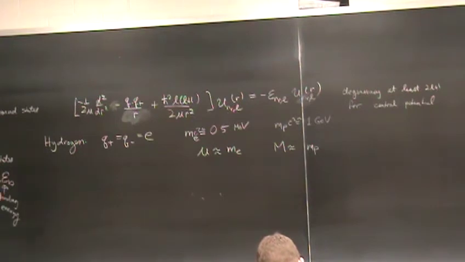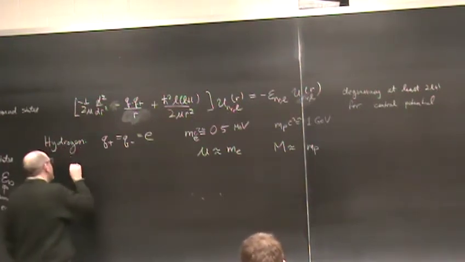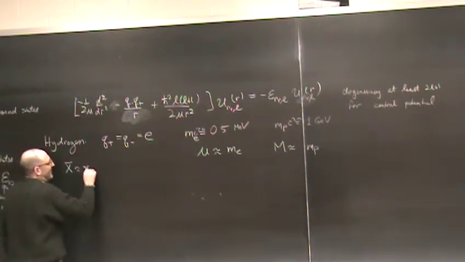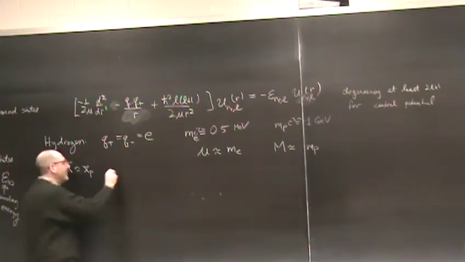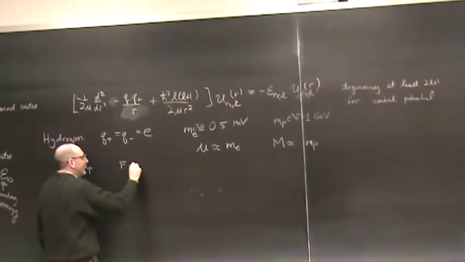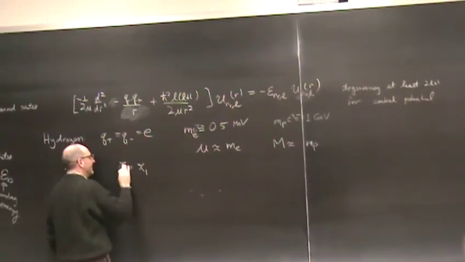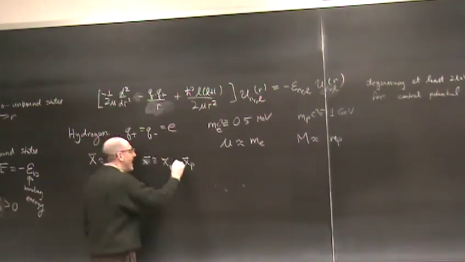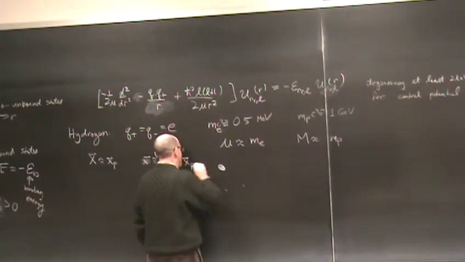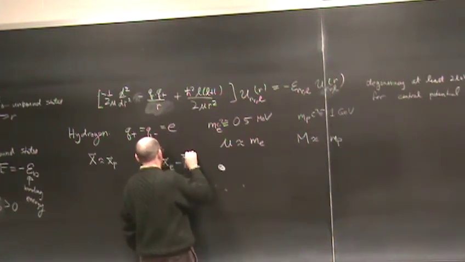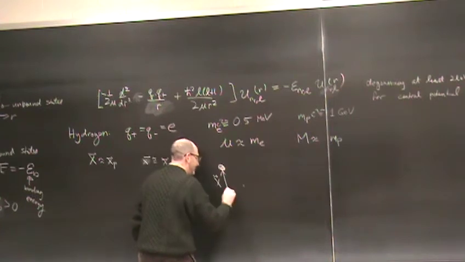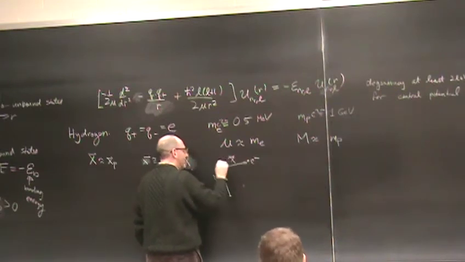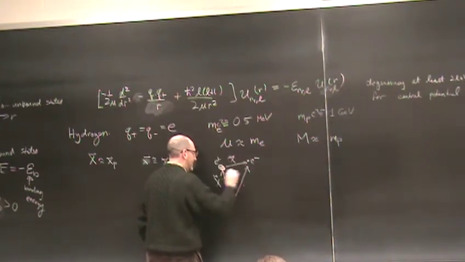So with that said, it's approximately true that the center of mass is almost exactly at the proton. And the relative coordinate goes from the proton to the electron. And so we can think about it approximately like this. Here's the center of mass, approximately. Here's the electron, here's the proton. Okay.